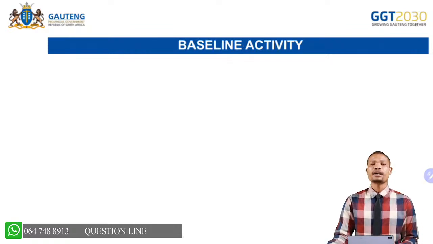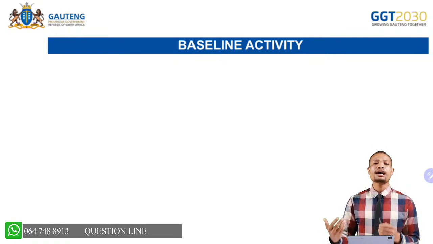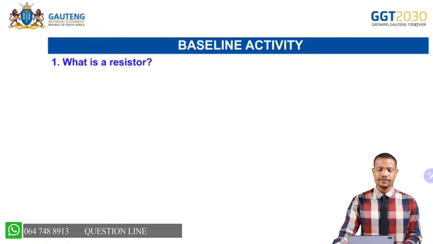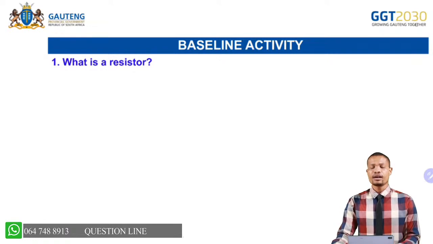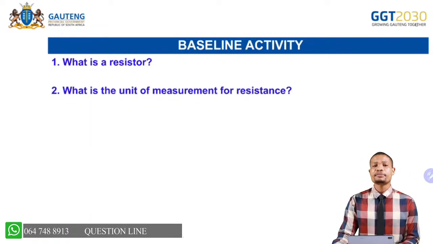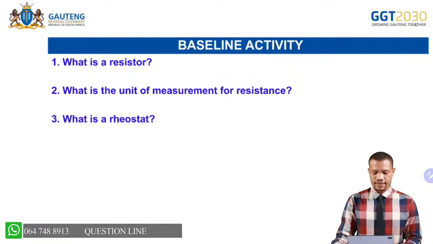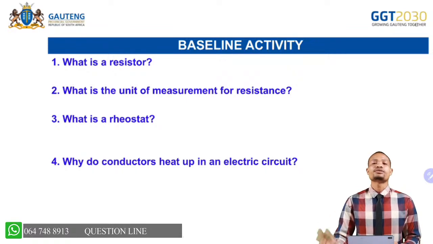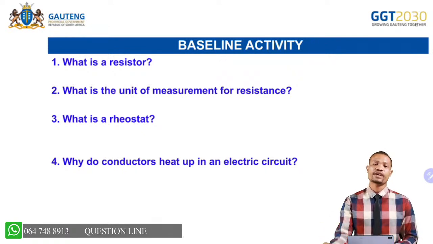So let's continue. Now, let's do a baseline assessment just to test how much of the concepts you either already know or you're about to learn. The first question is, what is a resistor? Question 2, what is the unit of measurement of resistance? Question 3, what is a rheostat? And lastly, why do conductors heat up in an electrical circuit? You have 4 minutes to work on these questions, and you're more than welcome to discuss with your friend. When you're done, we are going to do the questions together, and I will provide you with answers.